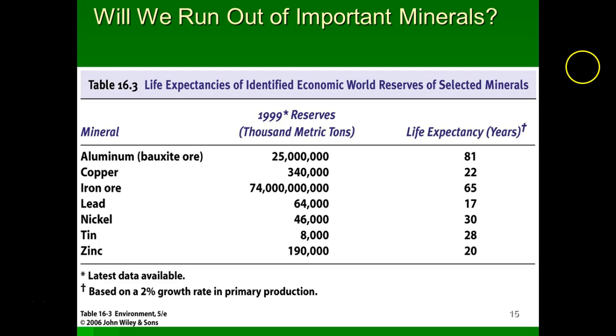Looking at life expectancies, these are in thousands of metric tons, how much we have. Now before you saw years, and this will give you copper, and this is world reserves. Copper about 22 years, iron ore 65, and 81 for bauxite. But aluminum is very, very recyclable. Once again, very, very recyclable, and the carbon footprint is minimal compared to the carbon footprint of creating a brand new aluminum can. So if you don't recycle anything else, recycle aluminum.